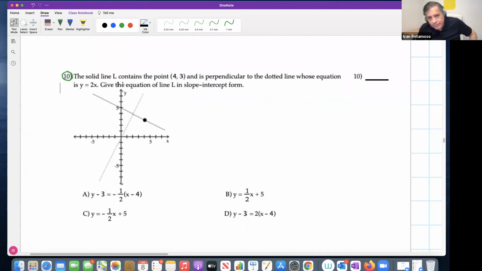I see some movement in the chat room. Let's see. Yeah, remember, this is the point 4,3, right? And this is the line L perpendicular to this dotted line. Let's see, number 10.